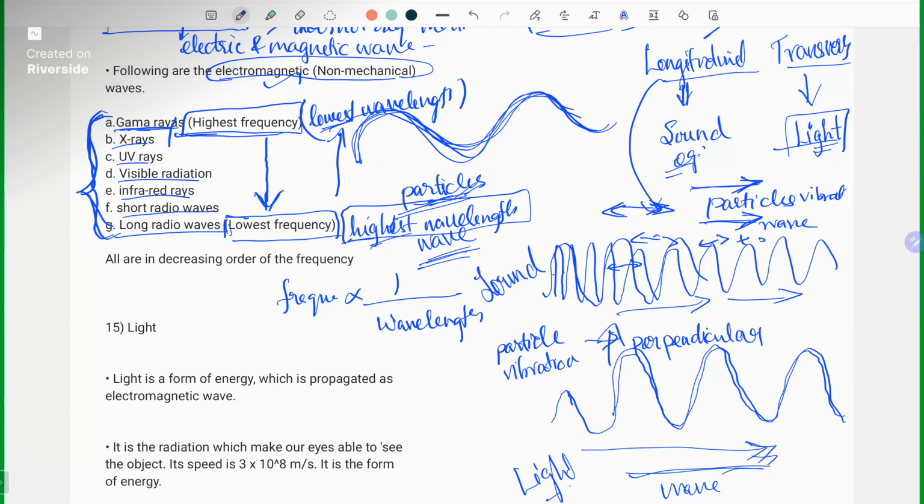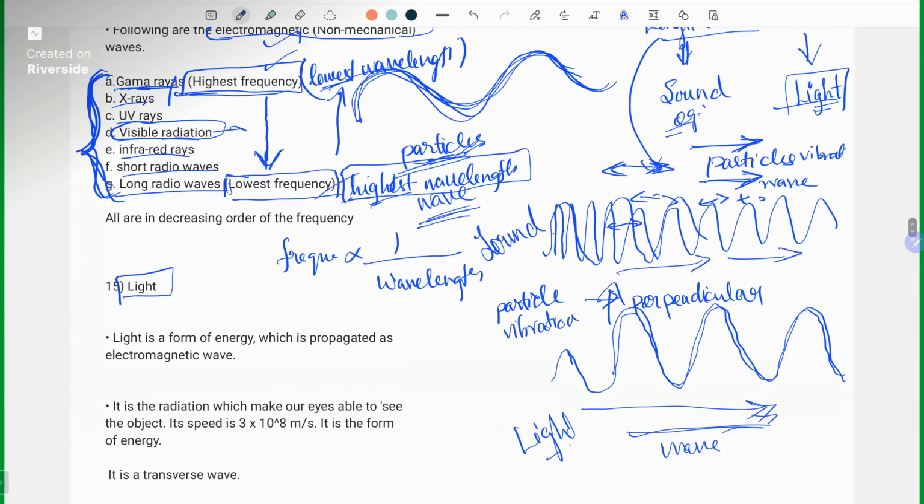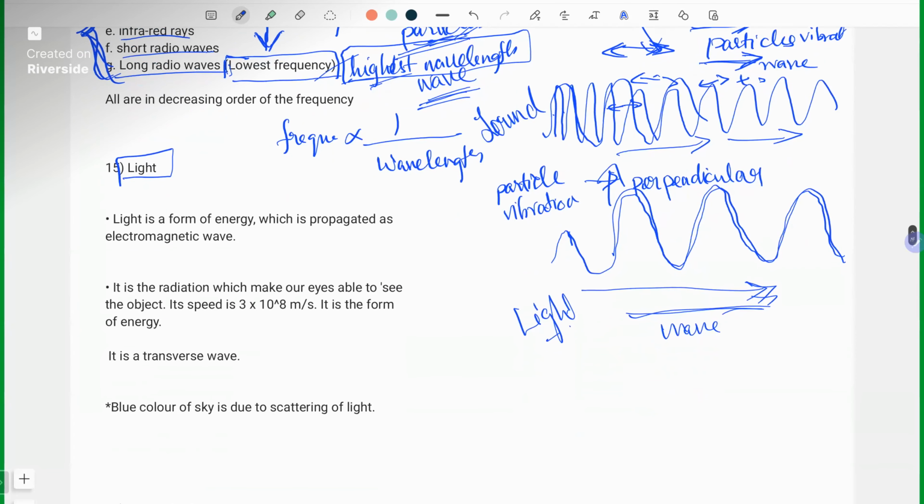Okay, we'll go into light. Just now we saw light is a wave. It is a form of energy. And the visible radiation that they have given, it is nothing but visible light. Okay, it is an electromagnetic wave. It uses electric field and magnetic field in order to move. And light even comes from the Sun to the Earth through space. It can travel in vacuum. So it is definitely an electromagnetic wave.